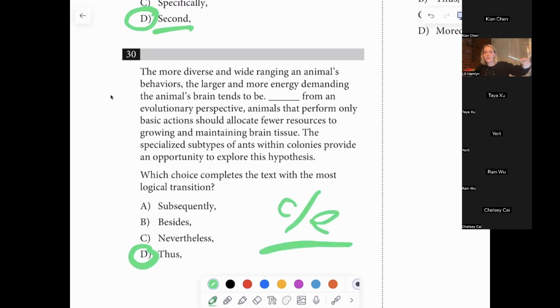Subsequently means next, basically. The more diverse and wide-ranging an animal's behaviors, the larger and more energy demanding the animal's brain tends to be. The trick we can put in here is saying, because of this, from an evolutionary perspective, animals that perform only basic actions should allocate fewer resources to the growing and maintaining of brain tissue. So here is our cause and effect. So the answer is thus. Does anyone have any questions about that before we do the last one?